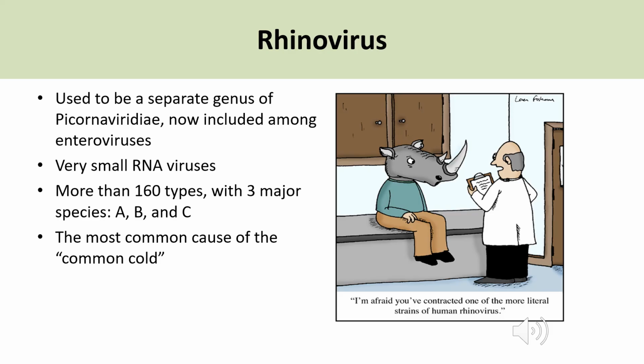First, the rhinoviruses, which used to be a separate genus of Coronaviridae, and now are included among the enteroviruses. They are very small RNA viruses. They come in more than 160 types with three major species, the A, B, and C, and they account for the majority of what we encounter as common colds that we get once or twice every year.